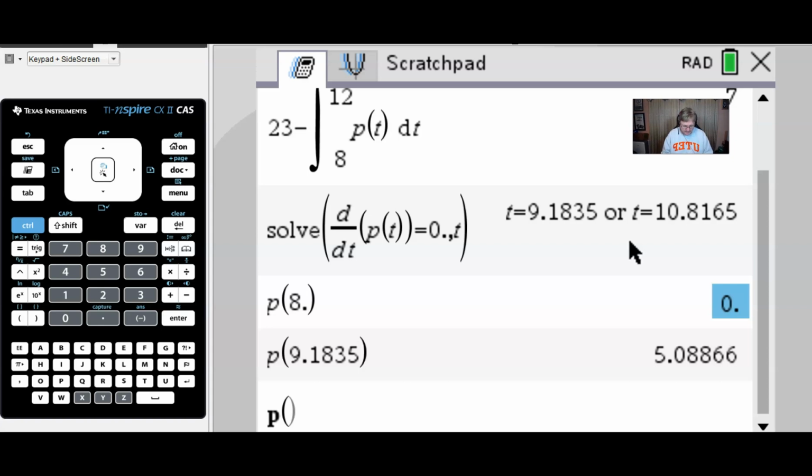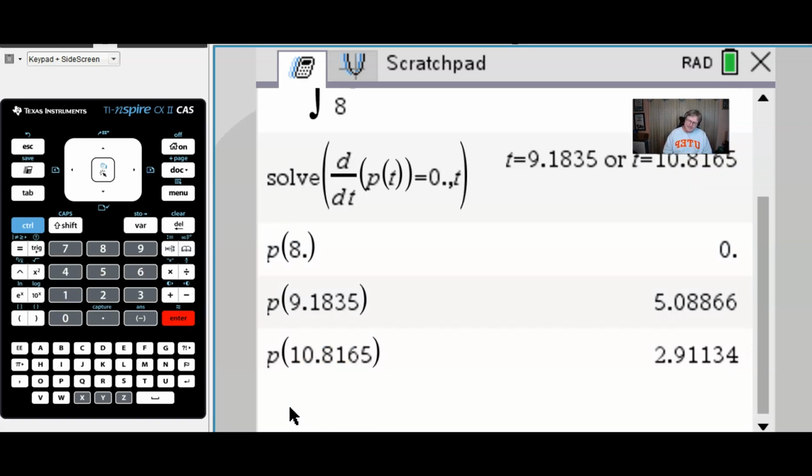And then they continue to count, and a little bit more than an hour later at 10.8165, we get P of 10.8165. And that gives us, now, they haven't counted quite as many entries there. Their rate is not nearly as quick. Entries are not being processed nearly as fast, only at a rate of 2.9.